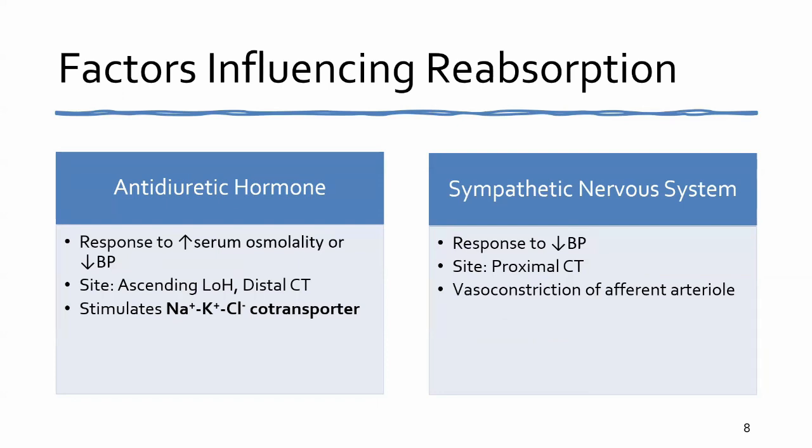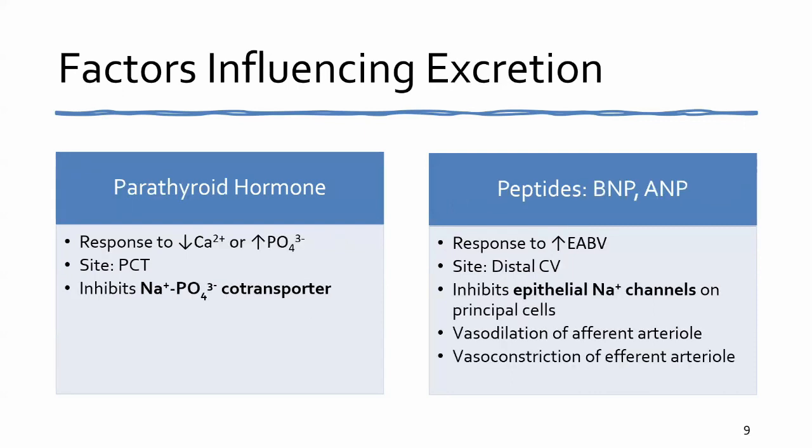And then the sympathetic nervous system acts at the proximal convoluted tubule, and it also causes vasoconstriction of the afferent arteriole, decreasing the blood filtration rate. And then these two are factors that influence sodium excretion.